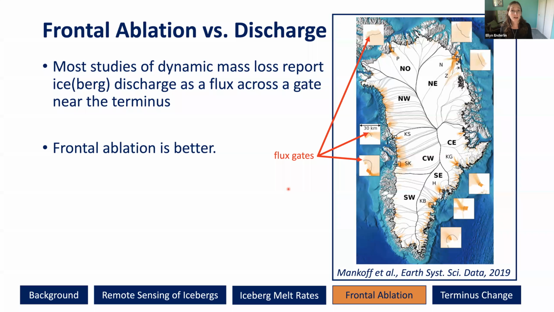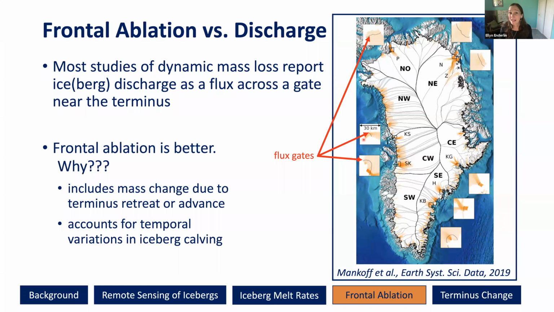This is a great data set by Ken Mankoff. He's working for GEUS now. And I'm just using this here to show you where his gates are drawn. And you can see these squiggly lines, and the orange extends farther. That's showing you that there is more ice flowing past these gates. So they're not right at the terminus, because the terminus changes over time. So we're looking at this flux across these gates and we're saying that's the discharge. But I'm going to argue frontal ablation's better, period. It's better. All right, why?